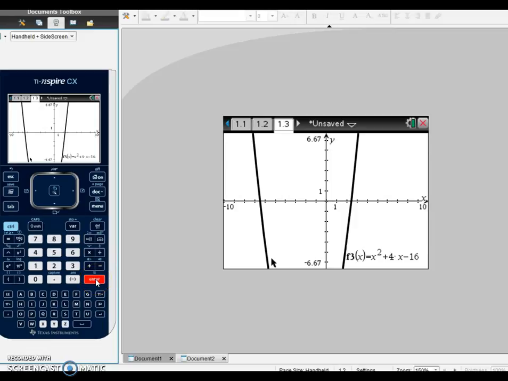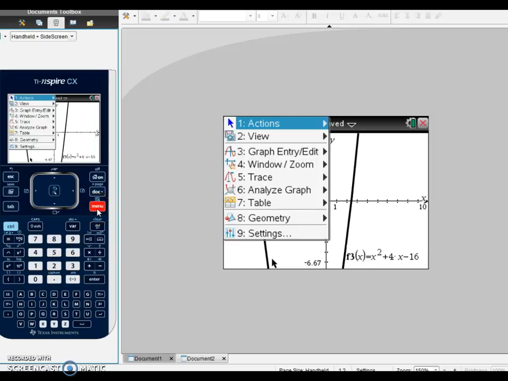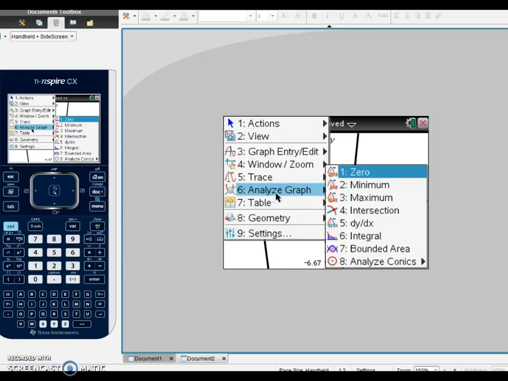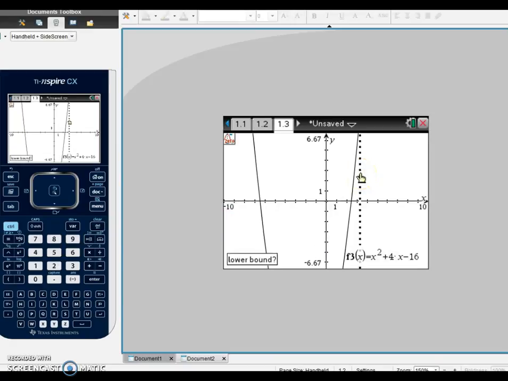Remember, in finding the roots of this, your calculator does it for you. If you hit Menu, Analyze Graph, and you want to find the zeros. Now, if you look on your particular paper, you have this dotted line. You want to make sure the dotted line is on the lower dot and on the upper dot. And so, therefore, this graph is negative 6.47.